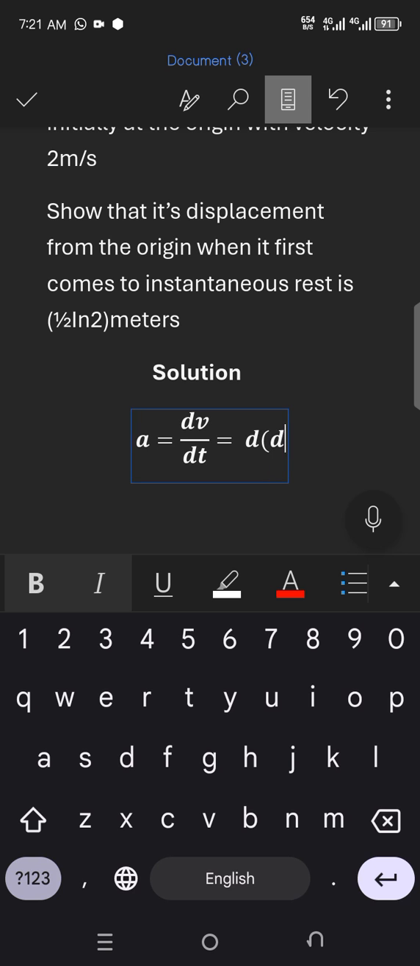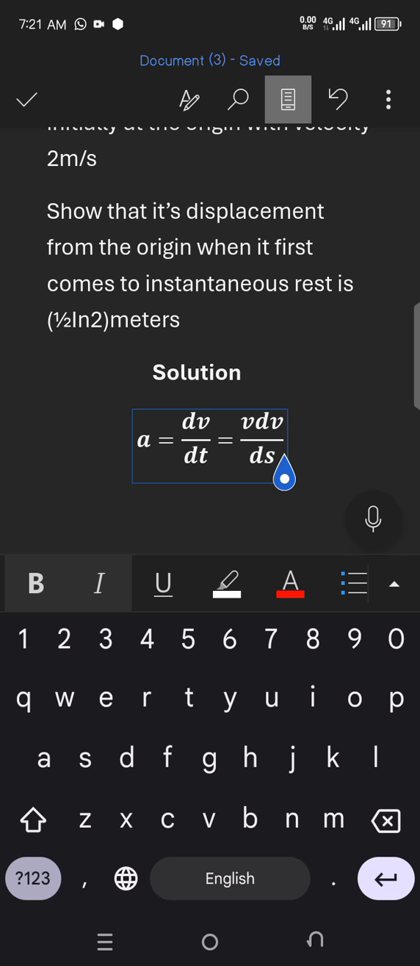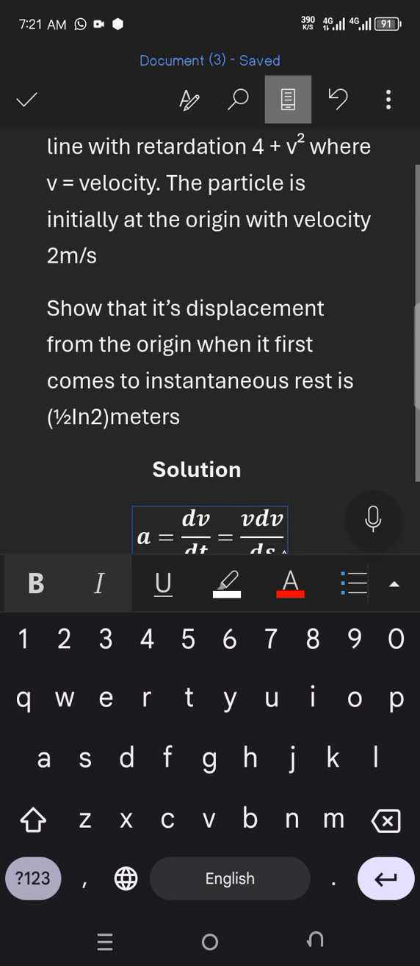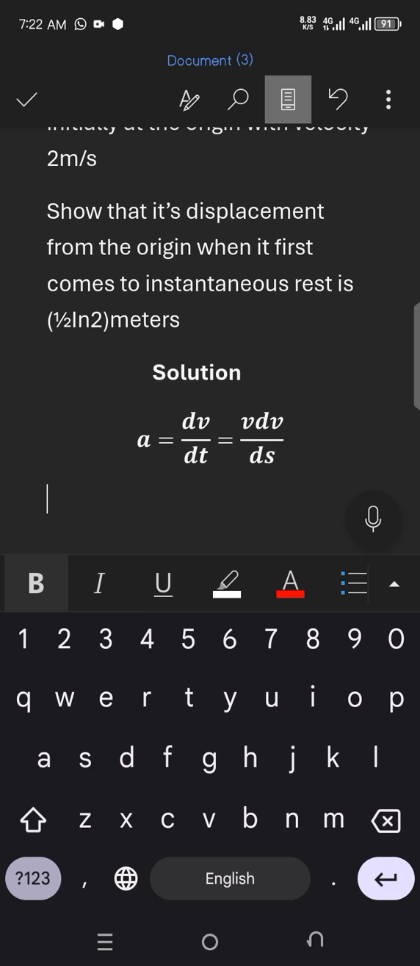We also know that the velocity is ds by dt. Anyways, let me just simplify. The acceleration is also equal to v dv by ds. So this is the acceleration in terms of the velocity and the displacement. We are going to use this second formula because we have ds and dv, and we don't have t. We have the acceleration, we have the velocity, and we need to find the displacement. So let's move with that second formula.